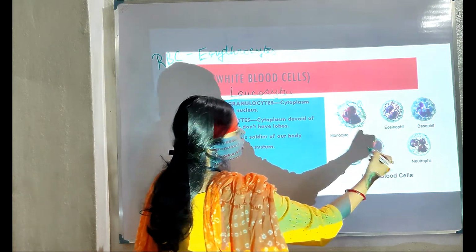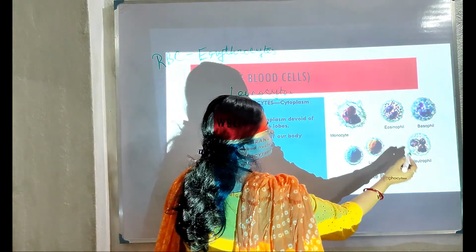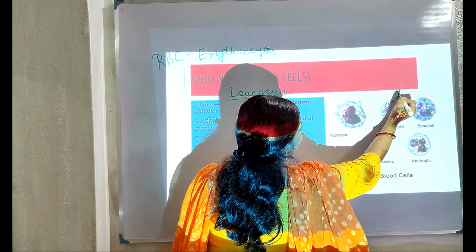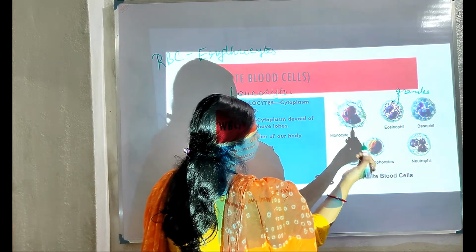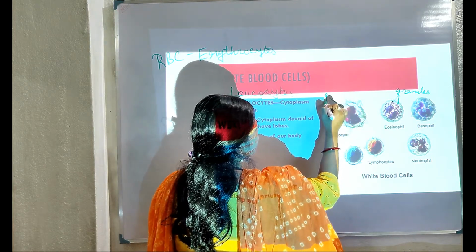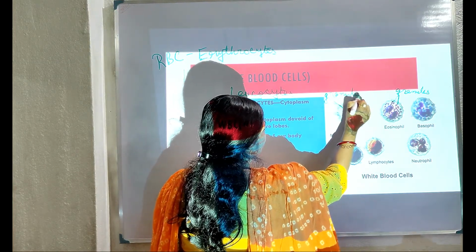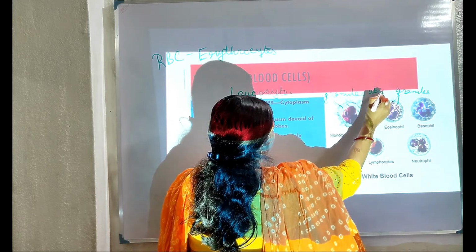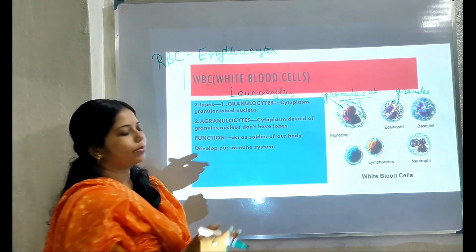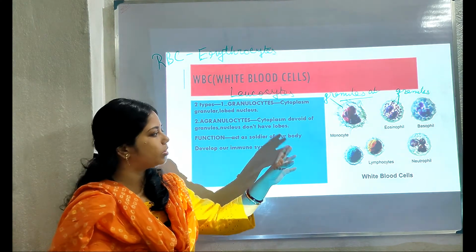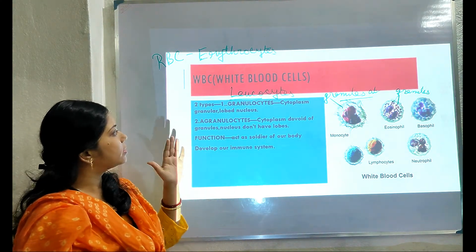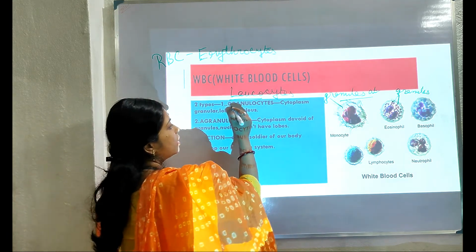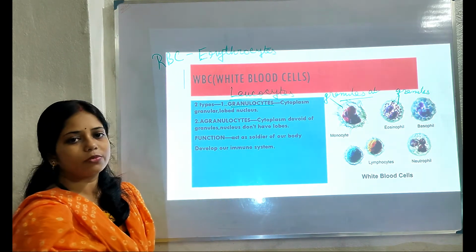From the picture you can see that some of the white blood cells have granules on their cytoplasm and some of them don't have any granules. Here granules are absent. So on the basis of presence or absence of the granules in the cytoplasm of WBC, we can divide them into two types. First one is called the granulocytes. What are the features of the granulocytes type of WBC?